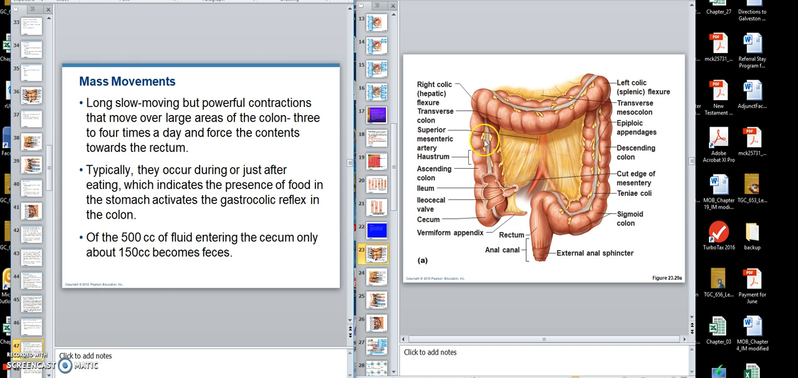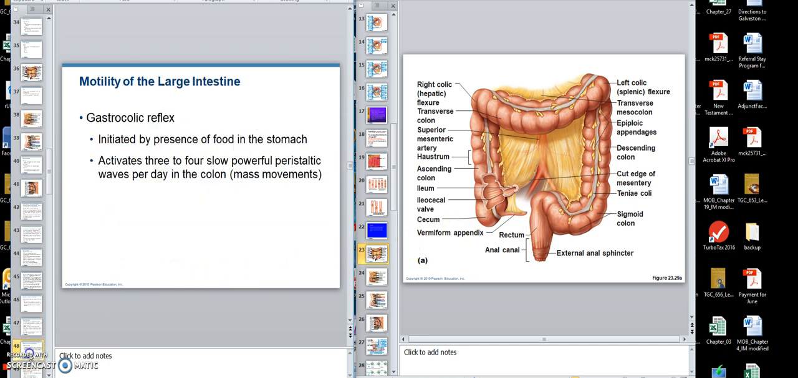Of the 500 cc's entering the cecum, only about 150 becomes feces. So you reabsorb most of the water and the electrolytes back. Gastrocolic reflex: presence of food in the stomach, as we talked about.